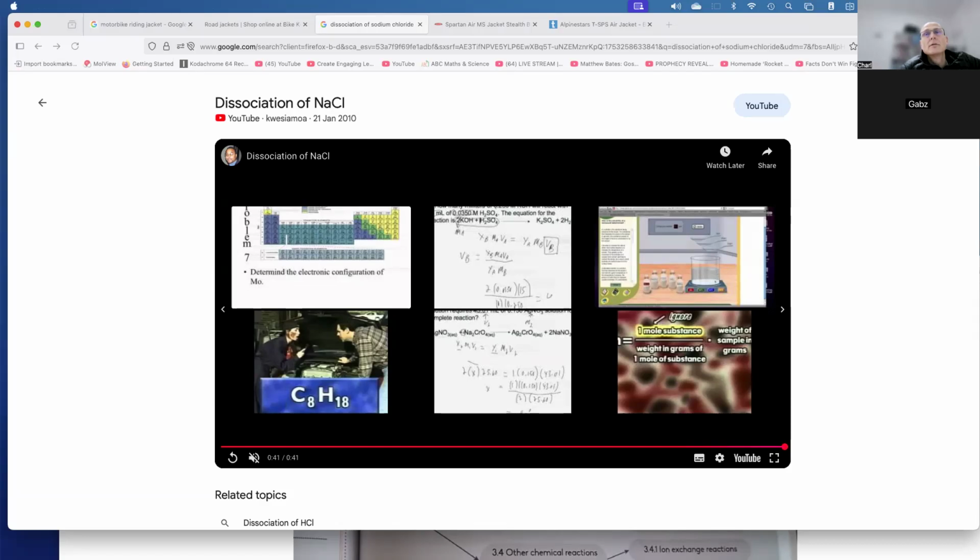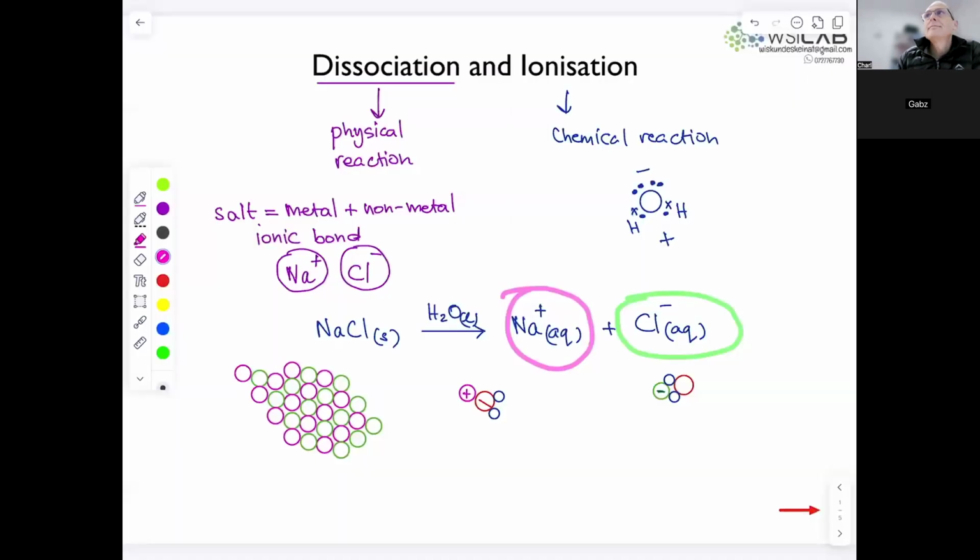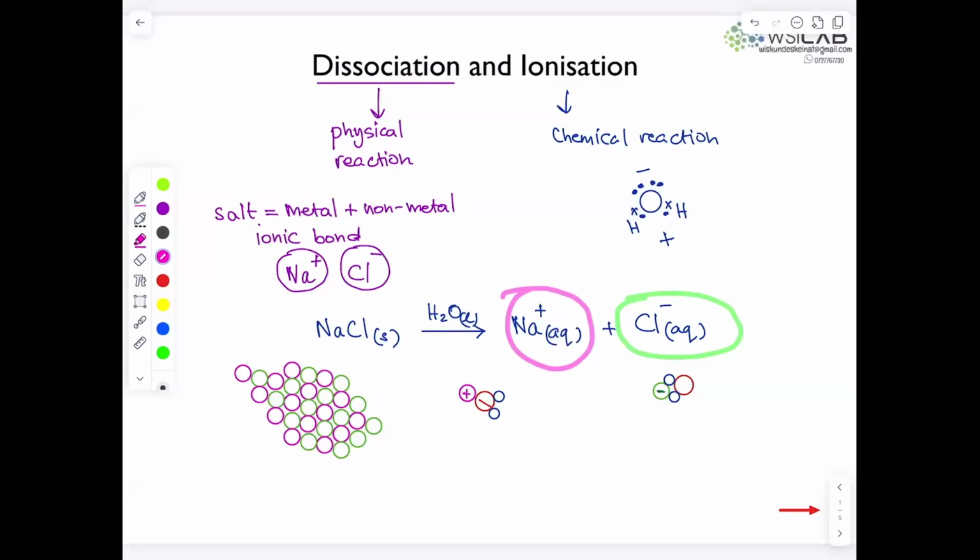Okay, let me just get this page back. You're going to be asked to give a definition of dissociation. Is it back? Yes. Okay, so dissociation is always when a salt, which is just a combination of a metal bonded to a non-metal, dissolves in water. That's not a chemical reaction, that's a physical reaction. Okay, happy? Yes. A base will also undergo dissociation.